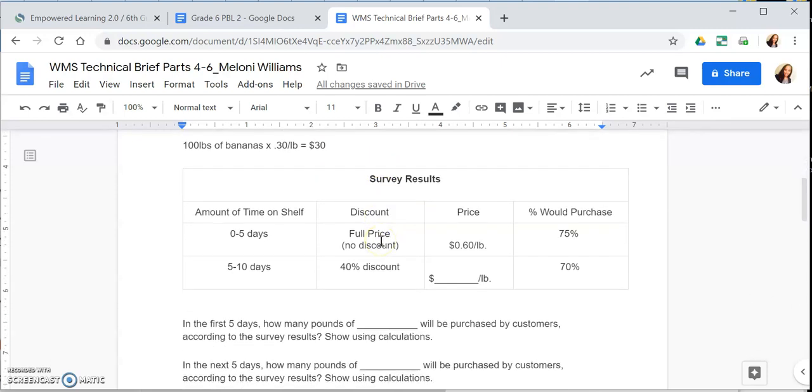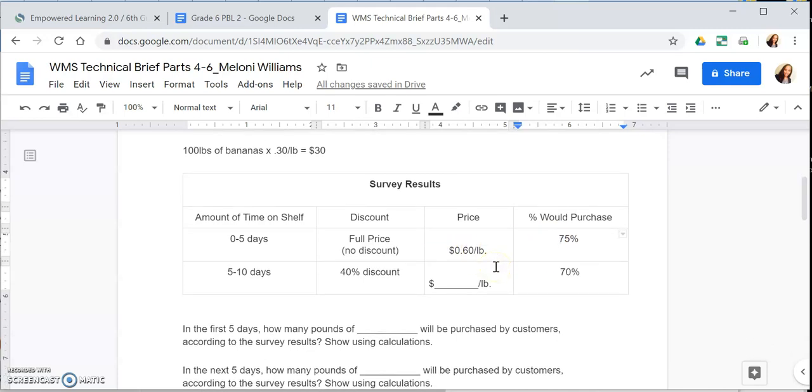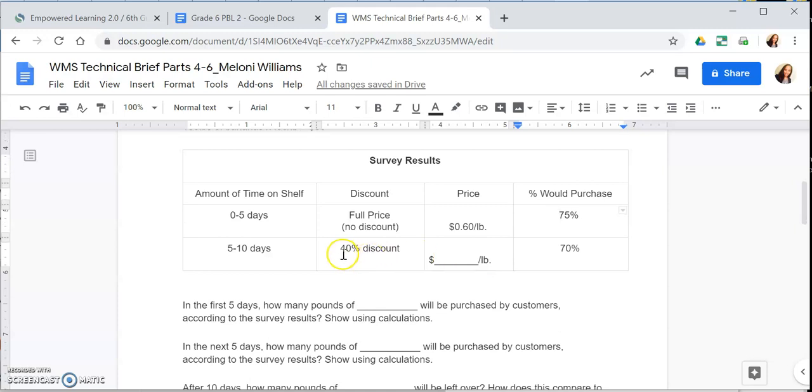Now I need to come down here. This is telling me how much I'm selling them for at full price. So even though I only paid 30 cents per pound, right? So I paid $30. I'm going to sell them at 60 cents a pound so that I can make a profit. So I'll sell full price 60 cents a pound, and that means that 75% of people would purchase them full price at 60 cents per pound. Okay. Now, when I come down, that's within the first 5 days, right? 75% of people will purchase them within the first 5 days.